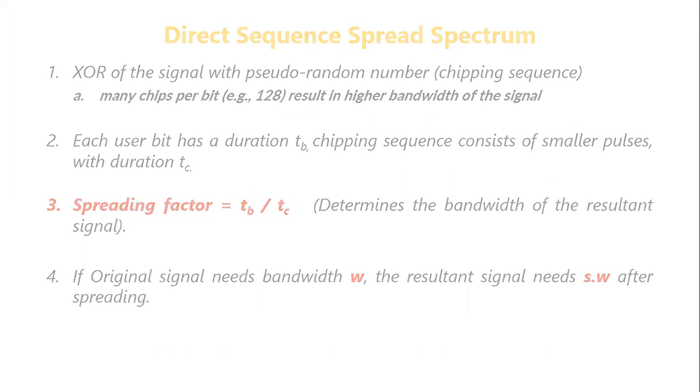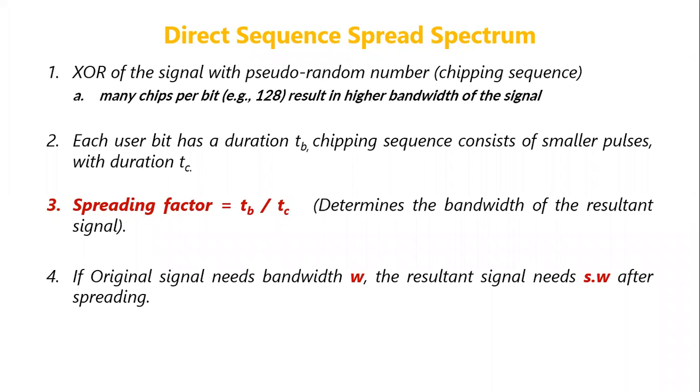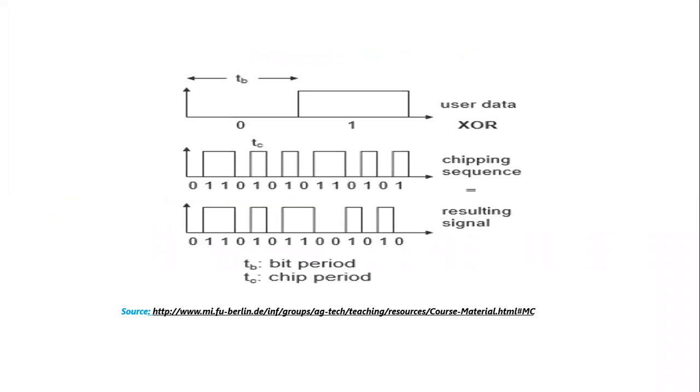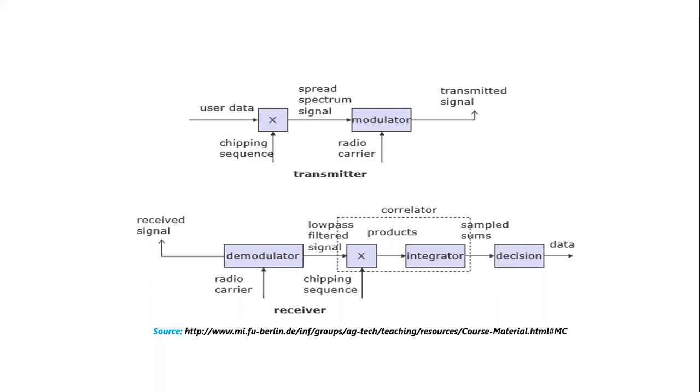With direct sequence spread spectrum, we have the original user data and also a chipping sequence. Both will be XORed. As a result, what you get is called the resultant signal, and the resultant signal will be transmitted after modulation. Then the signal will be received by the receiver, and it will demodulate, then pass through the integrator, and then the final decision will be made. So this is how direct sequence spread spectrum works.